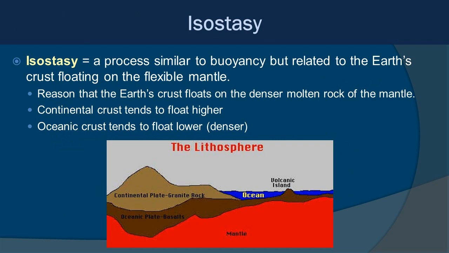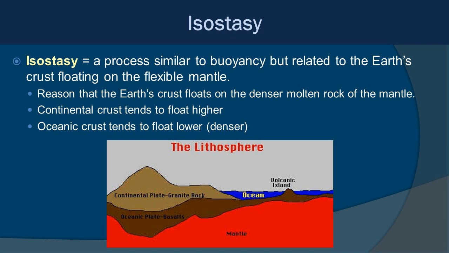First, we're going to start with the concept of isostasy. And this is the process similar to buoyancy, but related to the Earth's crust floating on the flexible mantle. If you think about it this way, if you had a waterbed and somebody lays on that waterbed, the waterbed is going to give some, but you're not going to go all the way through because the water is going to buoy you up some as well. That's very much like what's happening with the lithosphere.